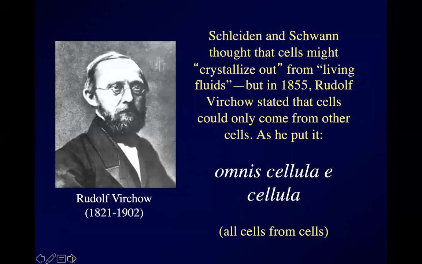Schleiden and Schwann originally thought that cells might come into being by kind of crystallizing out from some sort of living fluid. There's some sort of liquid that contains the power of life in it, and like sugar crystals forming in honey or something like that, cells might kind of crystallize out.